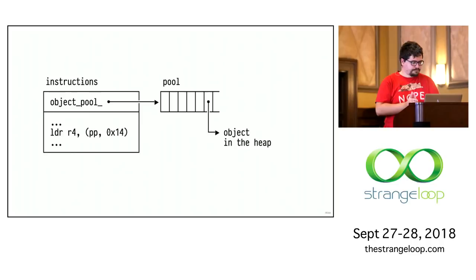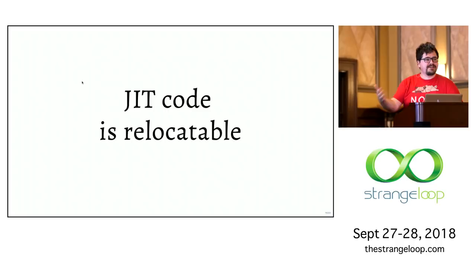The observation that we made when we started working on it is that we already have a lot of interesting pieces in place, because we generate this JIT code, and this JIT code doesn't actually embed any pointers into the garbage collected heap. There is an indirection in between called an object pool. That means that the JIT code is relocatable. You save the JIT code, and then when you load it, you just hook it up to the right pool, and off you go.